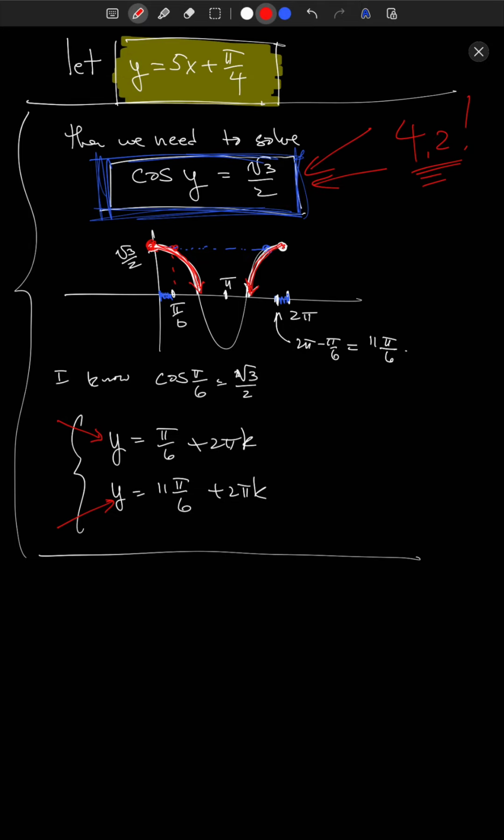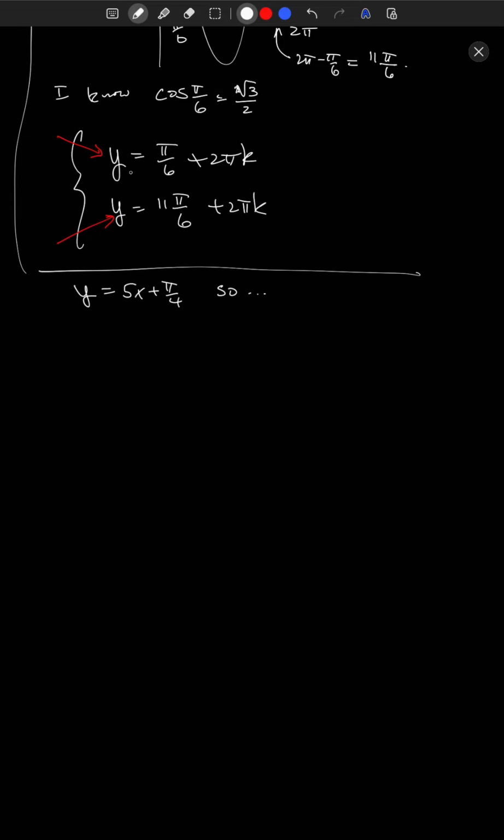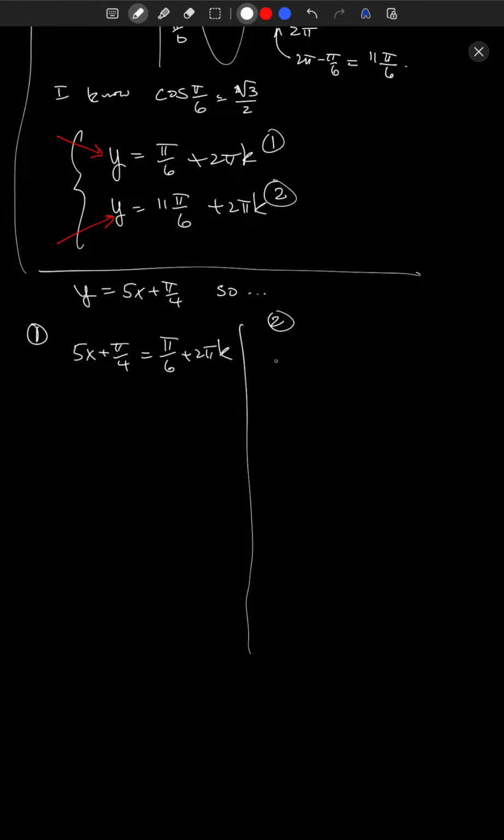So what I'm going to do is split this into two problems. Let me write over here. y is equal to 5x plus pi over 4. So this number 1 gives me 5x plus pi over 4 is equal to pi over 6 plus 2 pi k. And let me call this one number 2. Number 2 gives me 5x plus pi over 4 equals 11 pi over 6 plus 2 pi k.